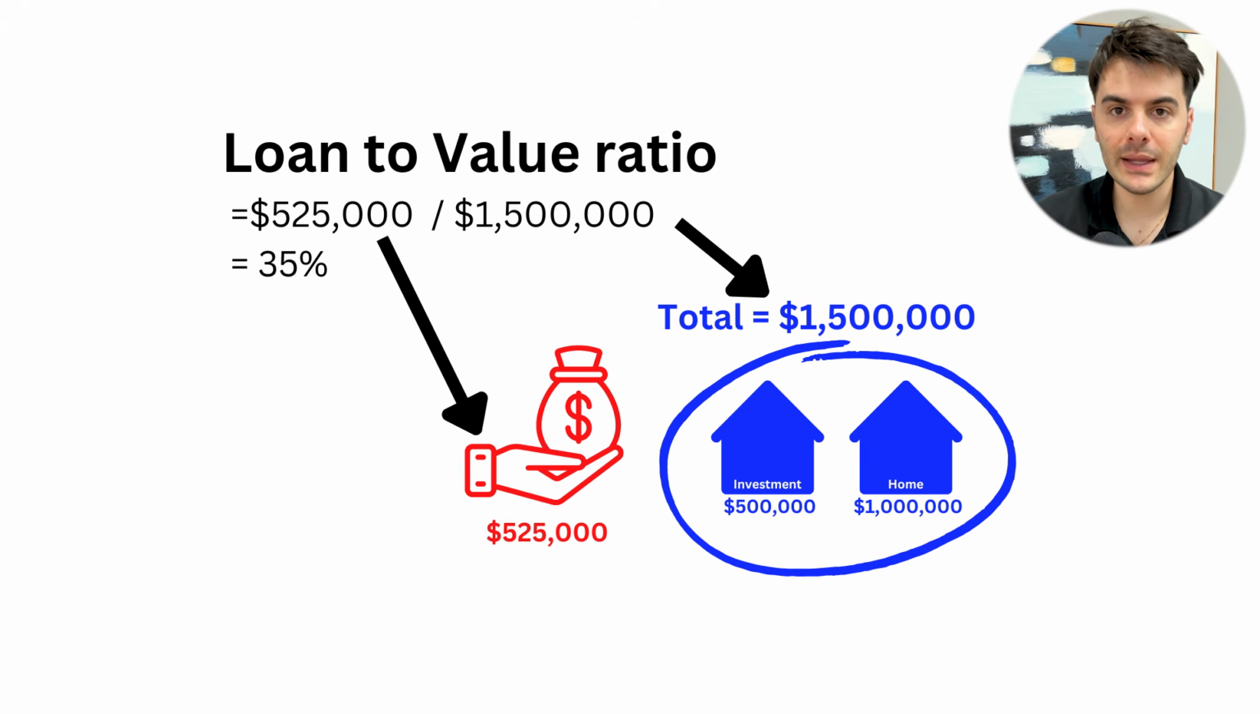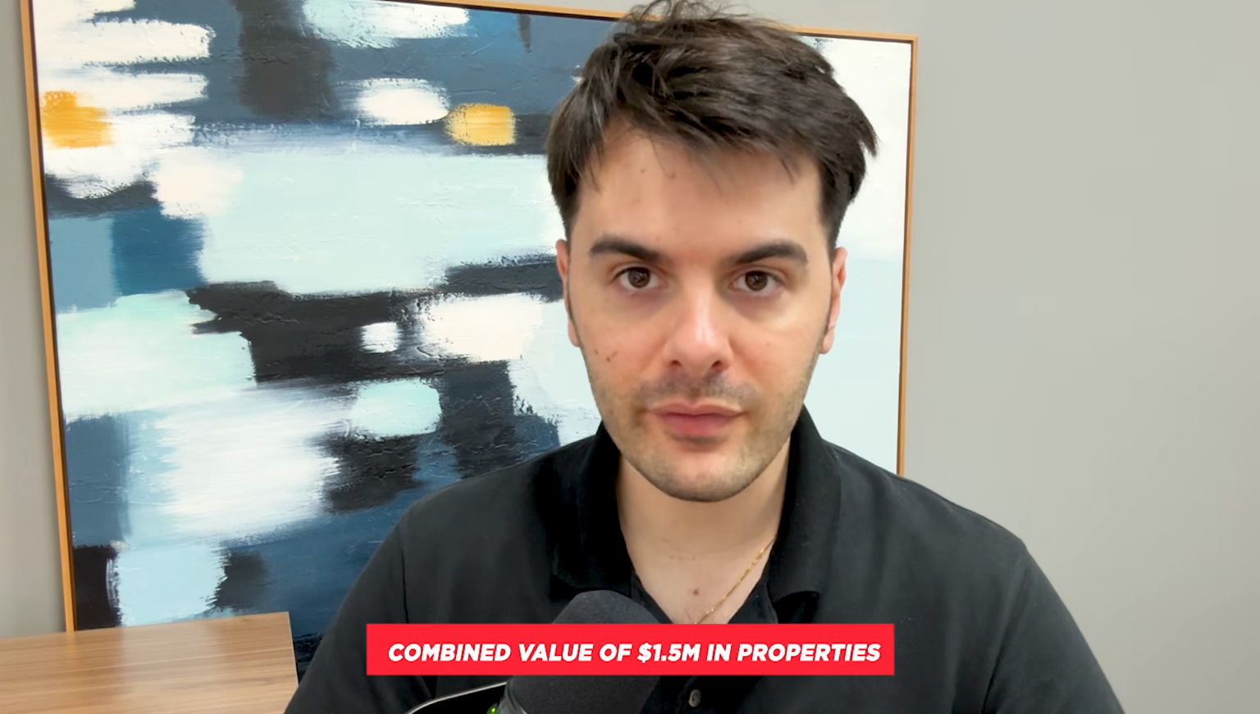And the second property is the existing home we own for $1 million. Through cross-collateralization, the bank now holds a combined value of $1.5 million in properties. And in this scenario, we are only borrowing $525,000. And based on the equity position we hold, it would mean your loan to value ratio would be roughly 35%.